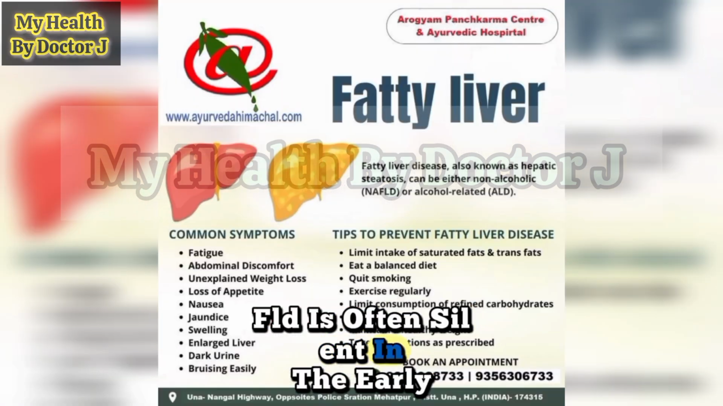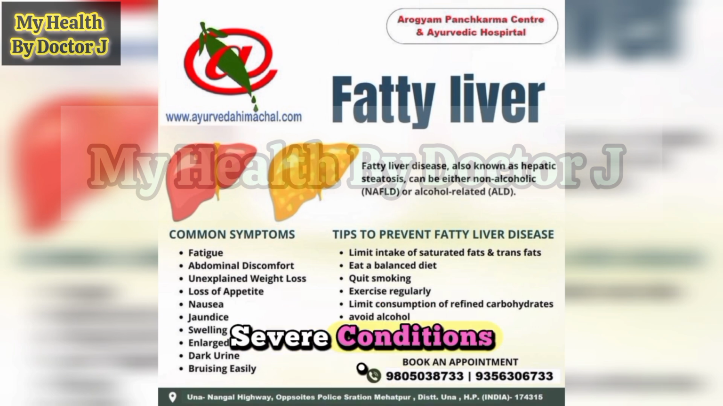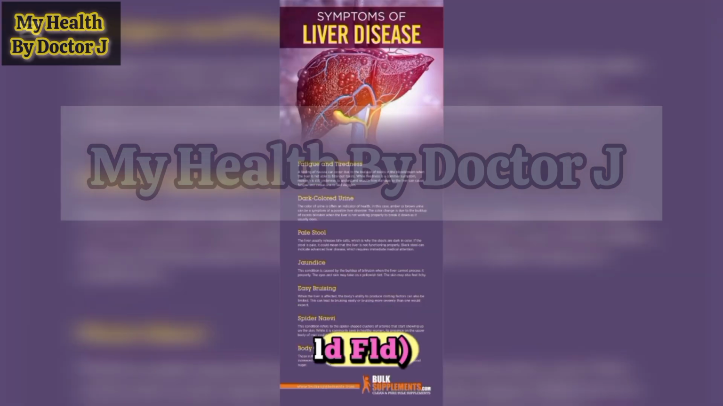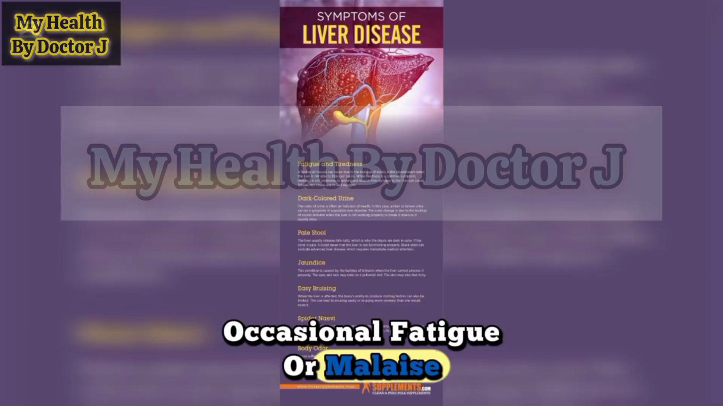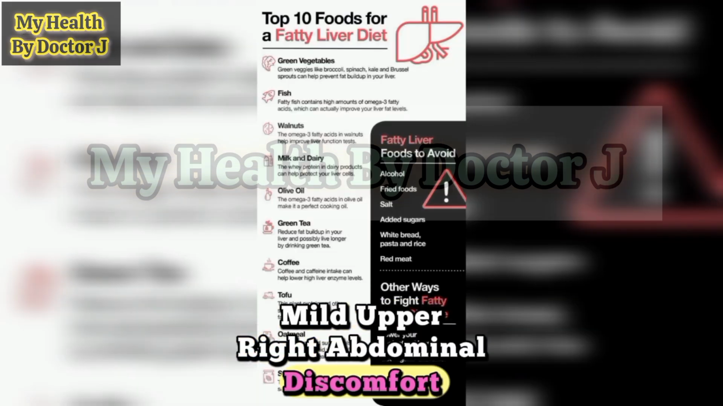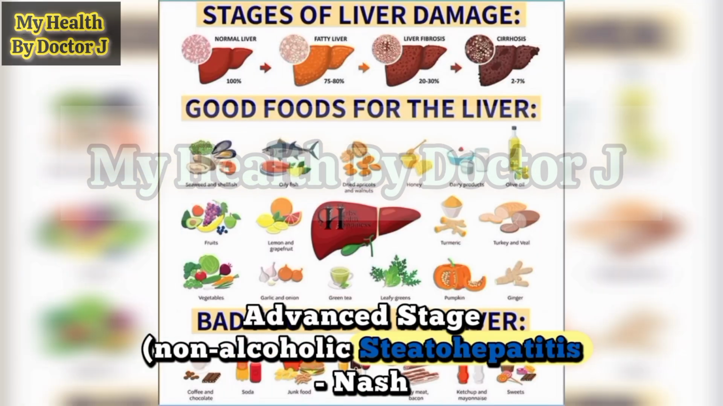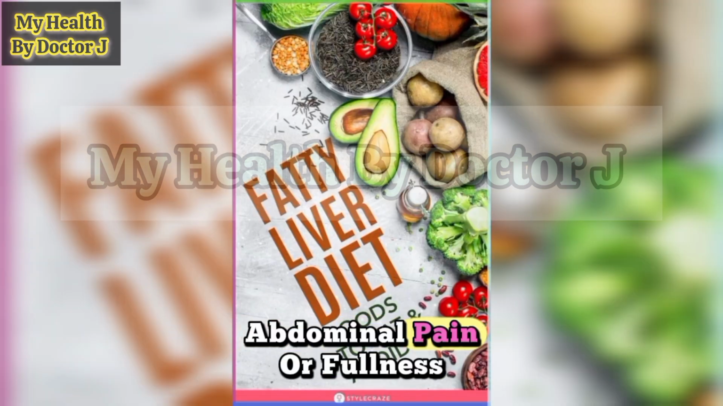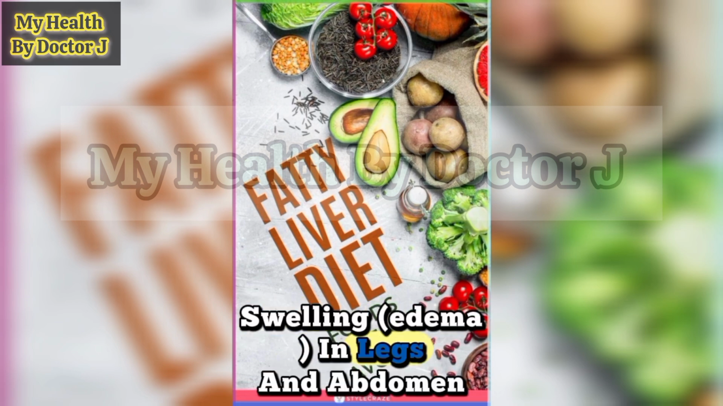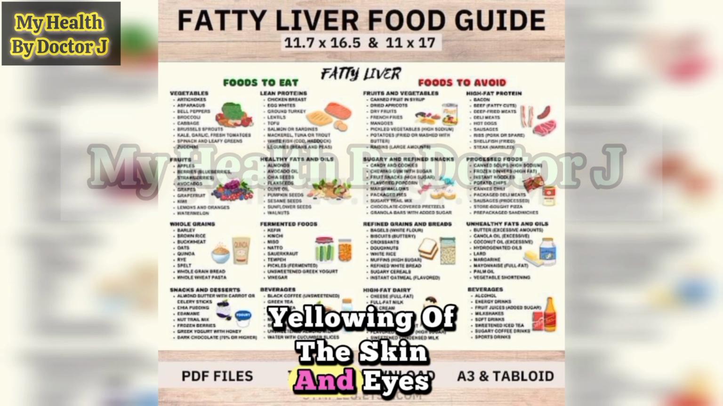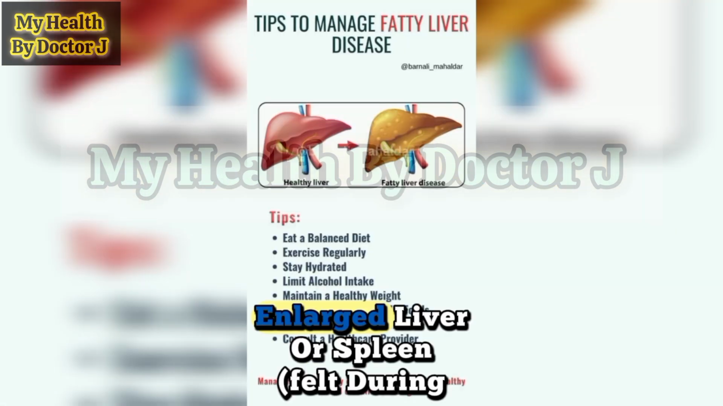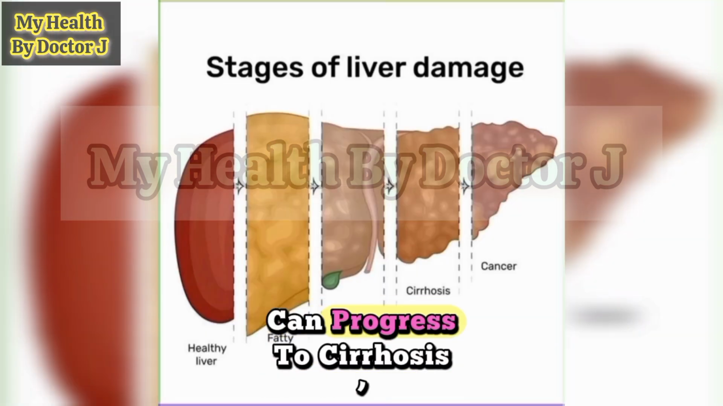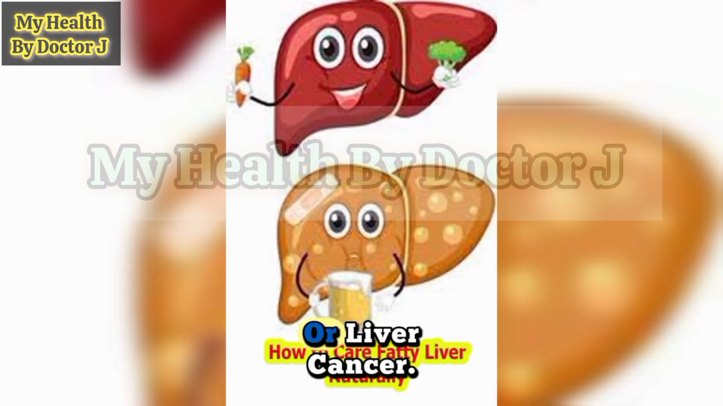FLD is often silent in the early stages but can progress to more severe conditions. Common signs include early-stage simple steatosis or mild FLD: often asymptomatic, occasional fatigue or malaise, mild upper right abdominal discomfort. Advanced stage, non-alcoholic steatohepatitis (NASH) or fibrosis: persistent fatigue, unexplained weight loss, abdominal pain or fullness, swelling (edema) in legs and abdomen (ascites), yellowing of the skin and eyes (jaundice), itchy skin, enlarged liver or spleen felt during a physical exam. If untreated, fatty liver disease can progress to cirrhosis, which may lead to liver failure or liver cancer.